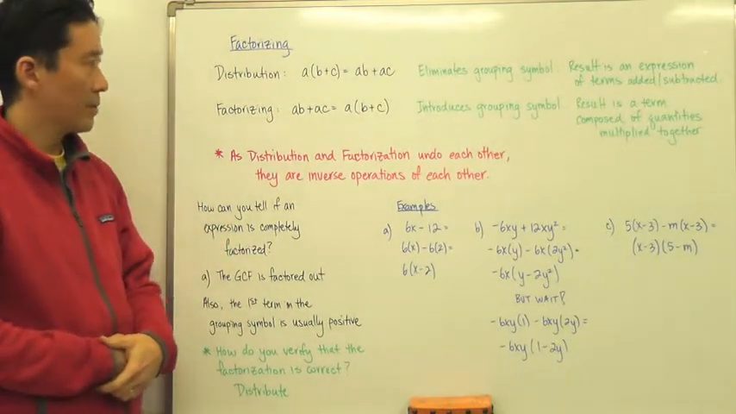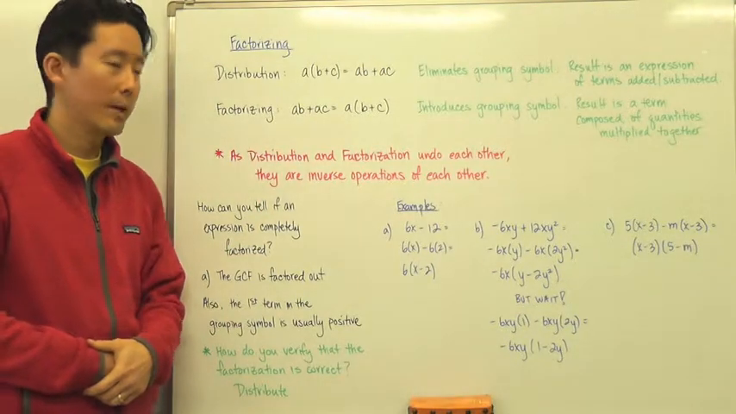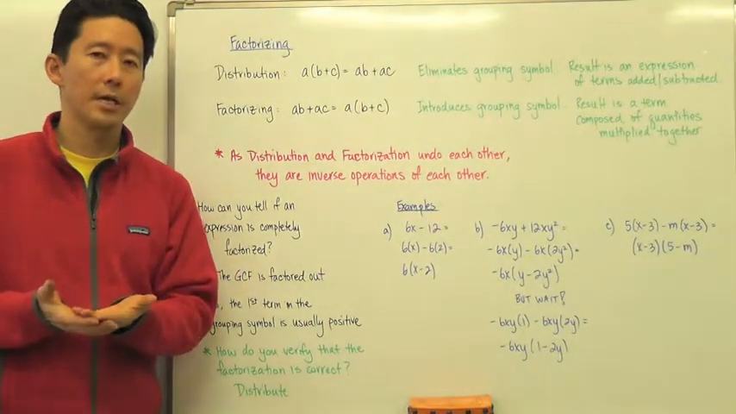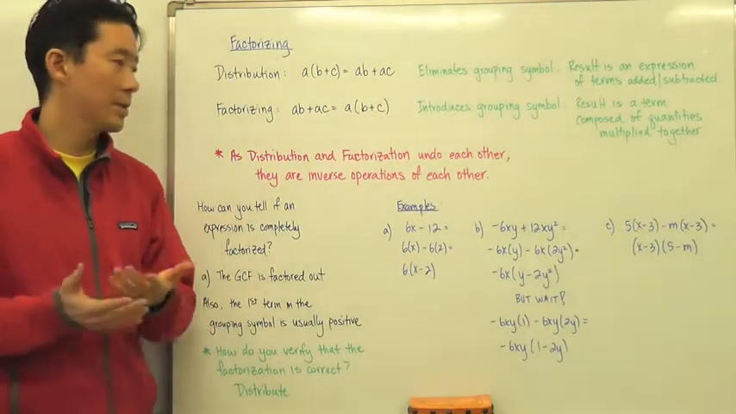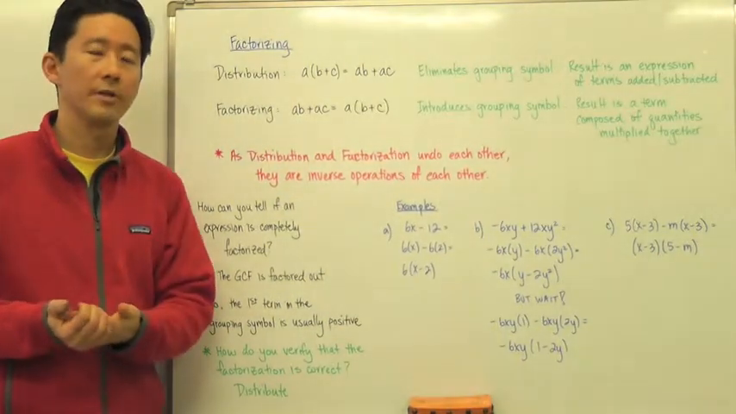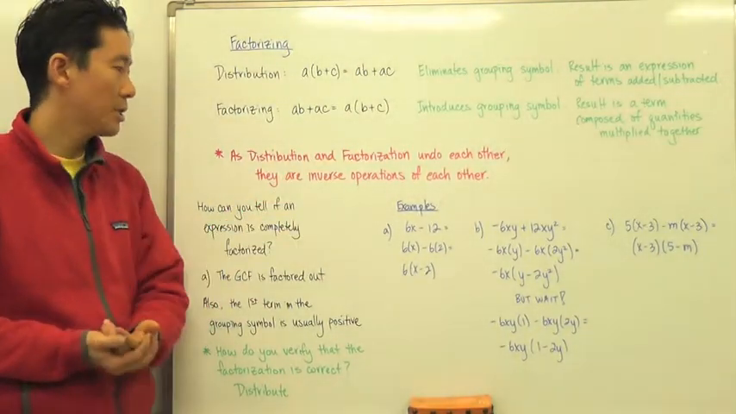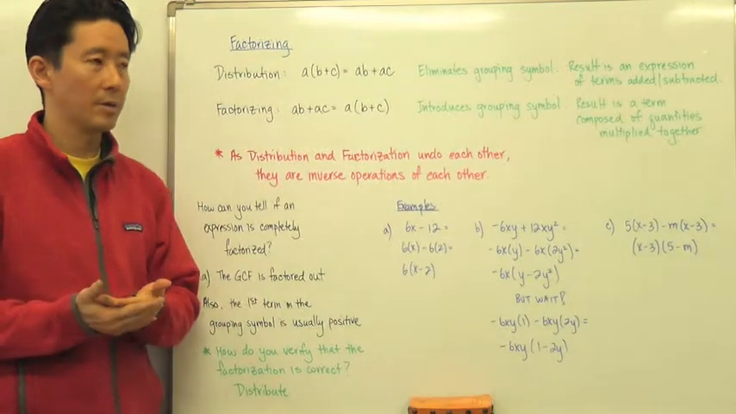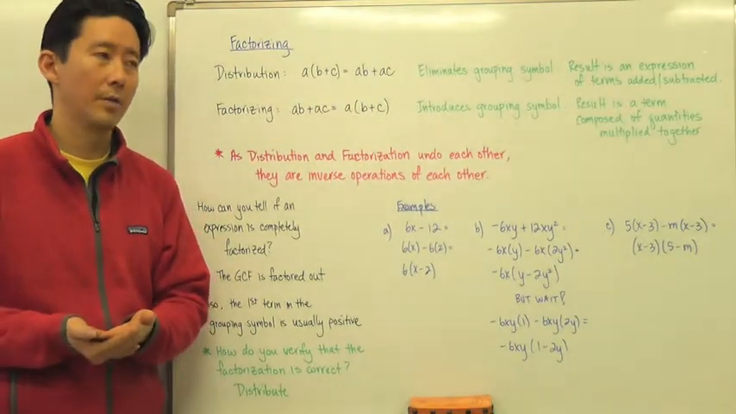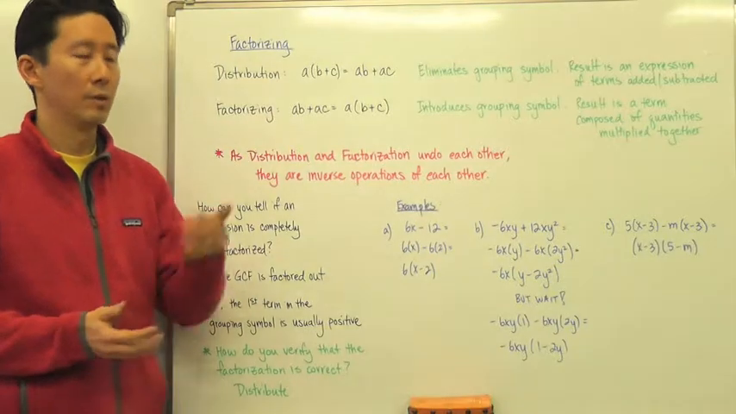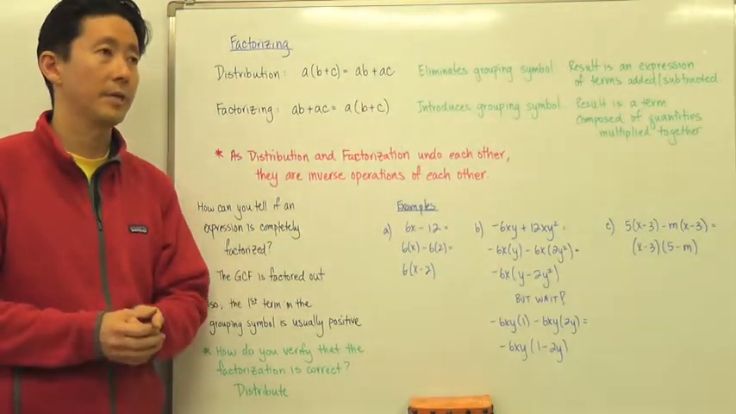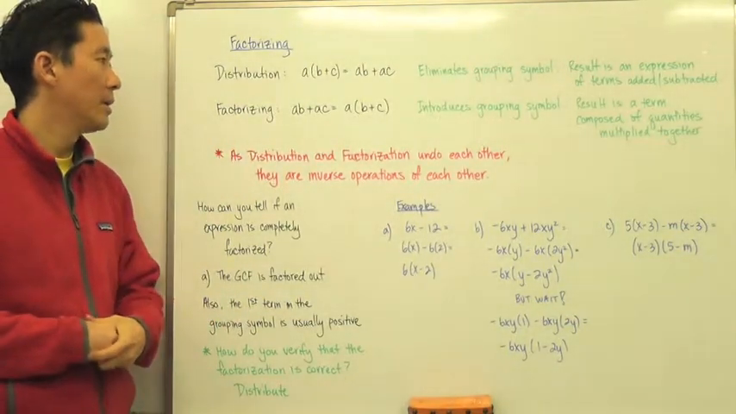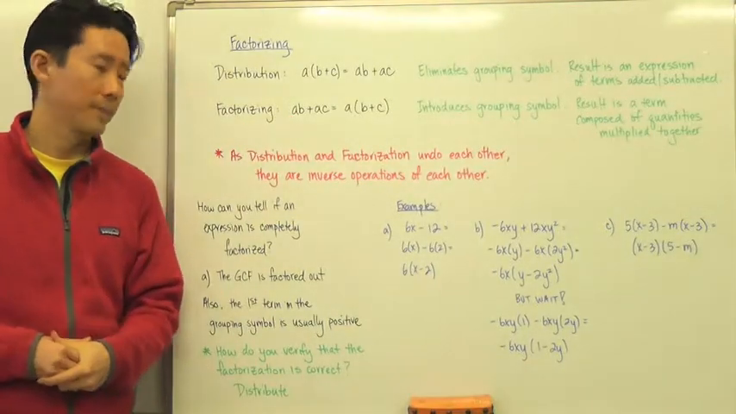Now, one thing that we also want to take a look at, and I think you've probably realized this just by looking at this, is that distribution and factorization actually undo each other. In mathematics, this is called an inverse operation of each other. So distribution and factorization are inverse operations of each other. Now, we've already done a lot of things in mathematics that also are inverse operations of each other, like, for example, addition and subtraction, multiplication and division. You also have things like square root and squaring. This is just one more example of an inverse operation in mathematics.